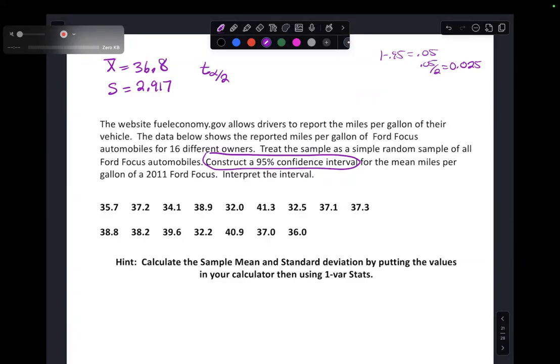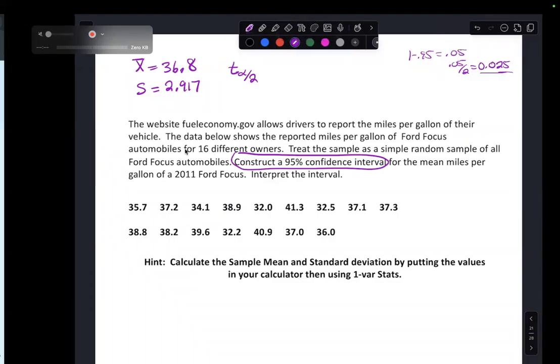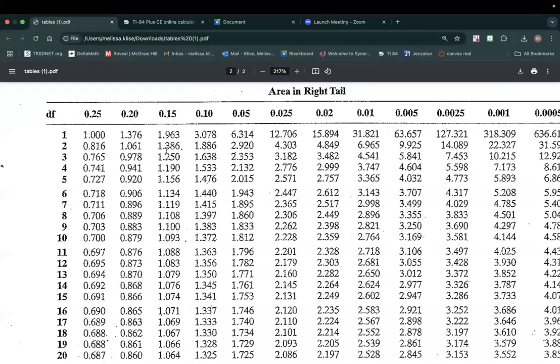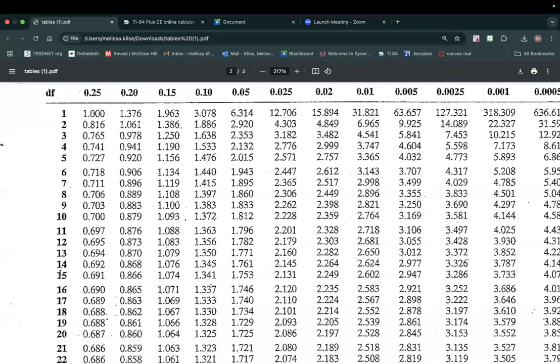Okay, so we have 16 car owners. So we're going to use 0.025, but we're going to use 15 degrees of freedom because we have 16 as our sample size. So go back to the table. 15 degrees of freedom right here, 0.025. So right there. 2.131 is my critical value. Make sure. Yeah, 2.131 is our critical value.